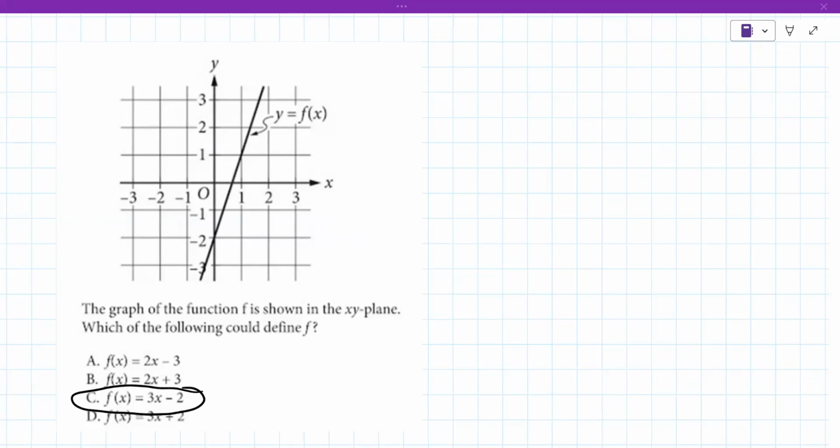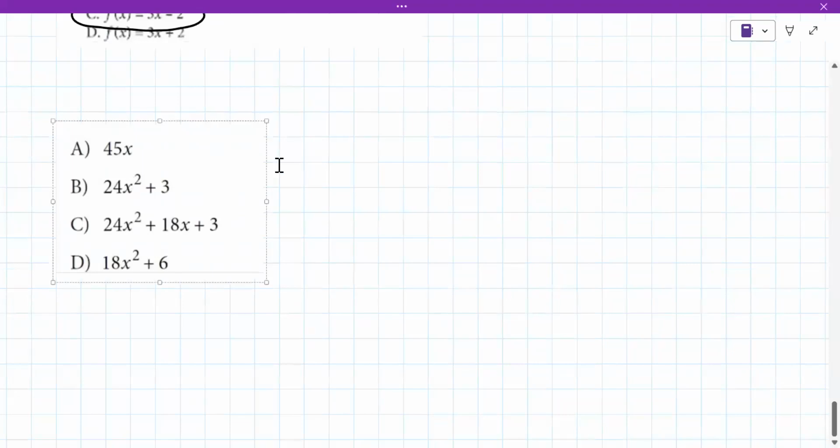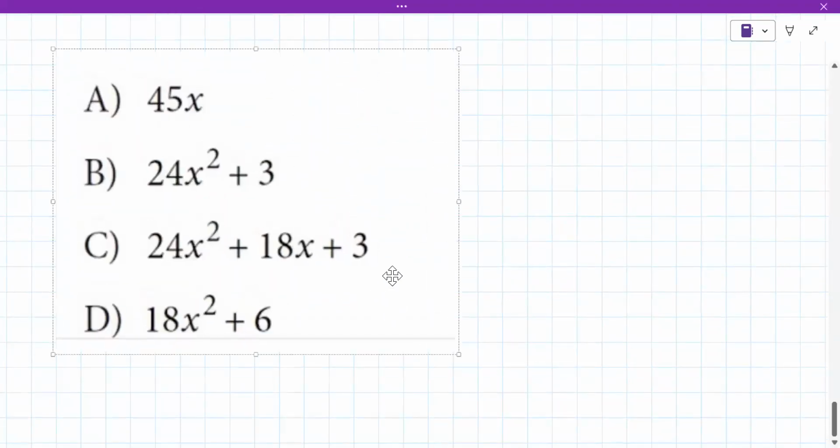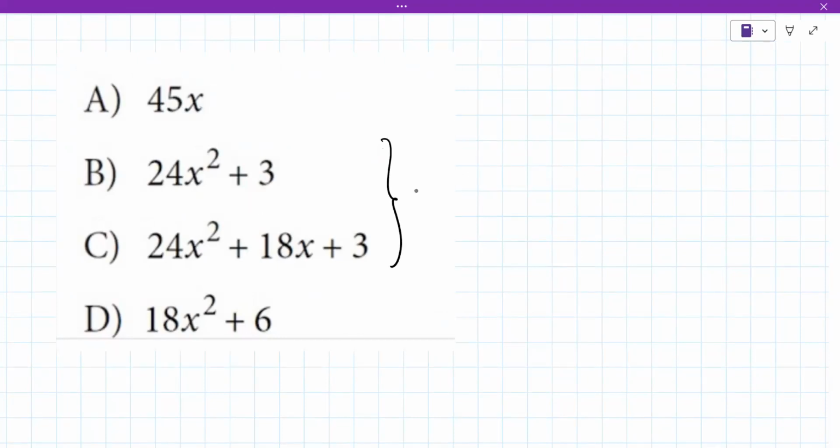All right, so let me do a couple more here. Here's another group of answers. Tell me what you see that's the same, that's different. One has 24x and a 3. Three of them have x squared and one just has x. Okay, I agree. That's good. Anything else you notice?